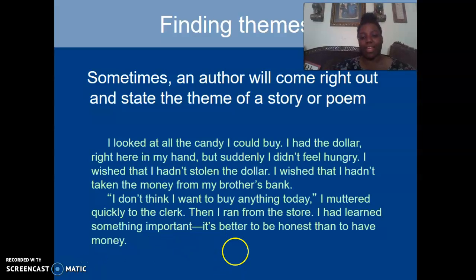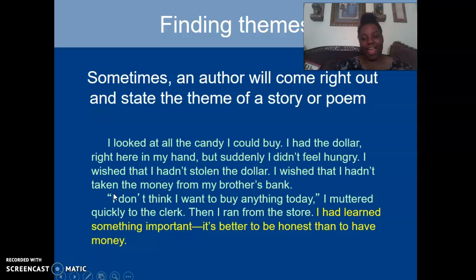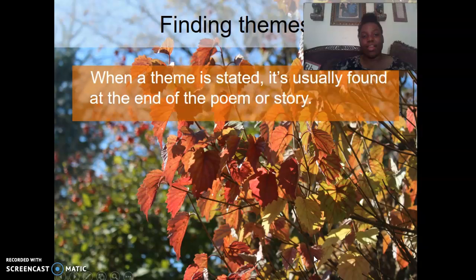So we have the theme at the very end here explicitly stated. So what did this person learn? It is better to be honest than to have money. So that is explicitly stated. When a theme is stated, it's usually found at the end of a poem or story.